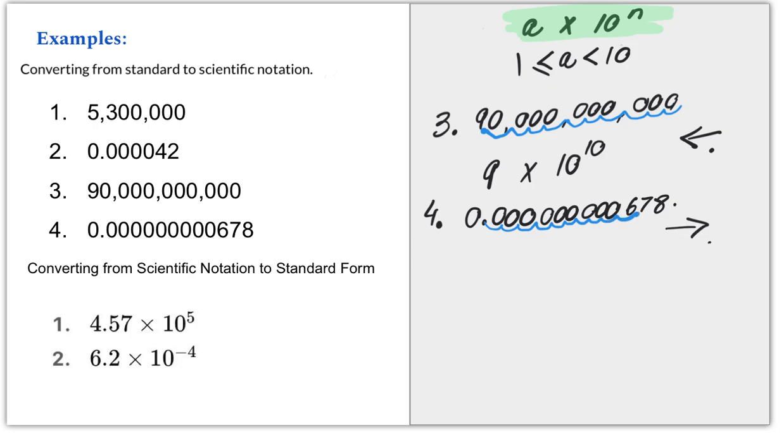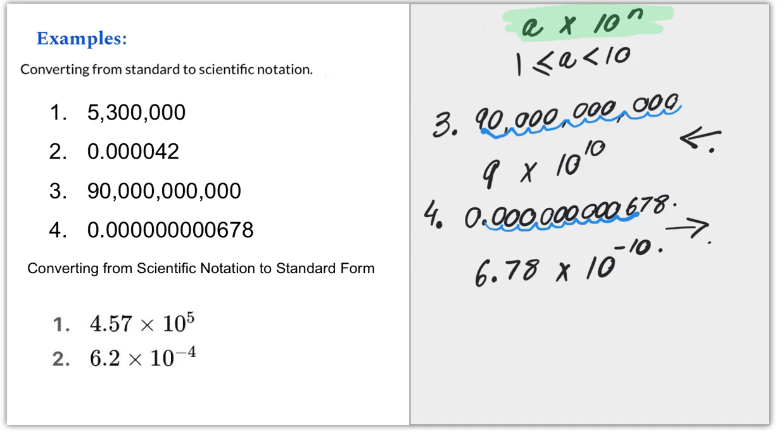A lot of students make an error here and go one more further. But when I look at this number, 6.78, that tells me that this is a number less than 10, and that's exactly what I'm looking for. So I don't need to do anything different except write 6.78, and the fact that I moved it 10 times, so 10 to the negative 10th power.